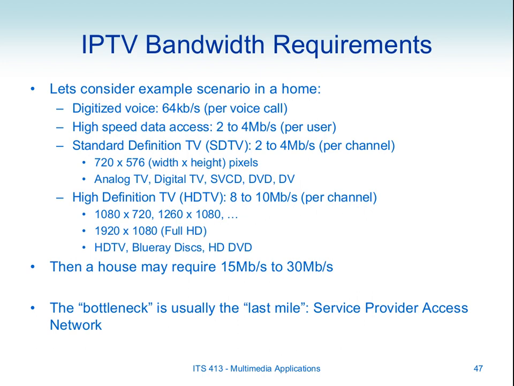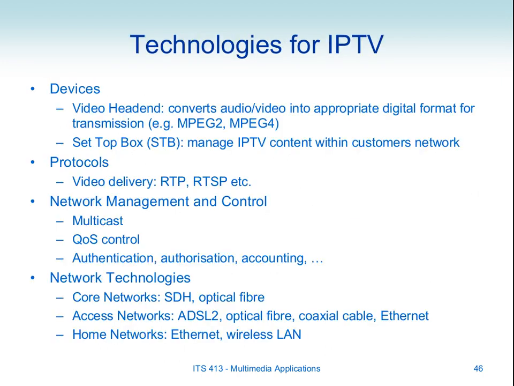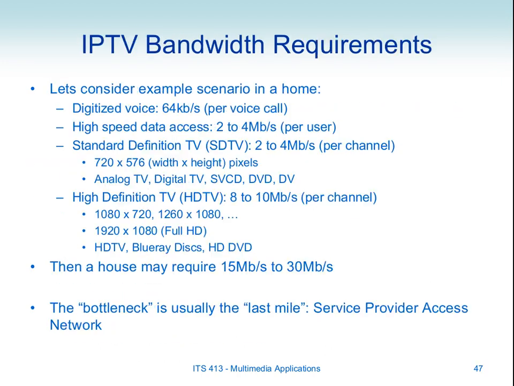Remember, from the end user's perspective, a home may require a data rate of tens of megabits per second if we want high quality TV. And it turns out, as we go through these three networks, from core, access, and home network, considering these different technologies, usually the slowest one is the access network. The internet service provider access network is the bottleneck link, that last mile, that last portion of the network to your home.